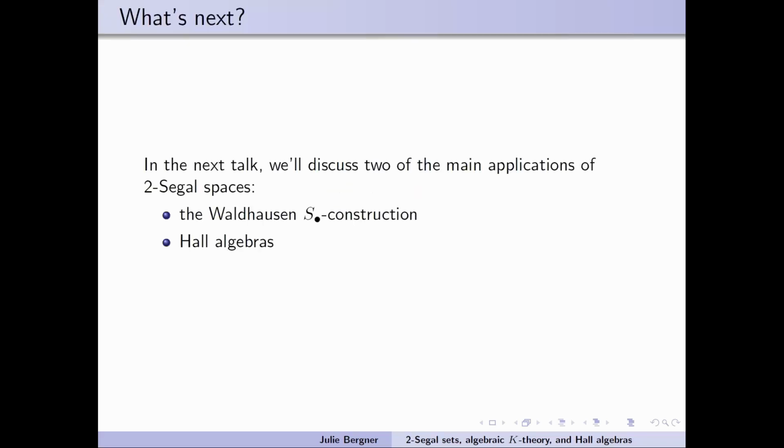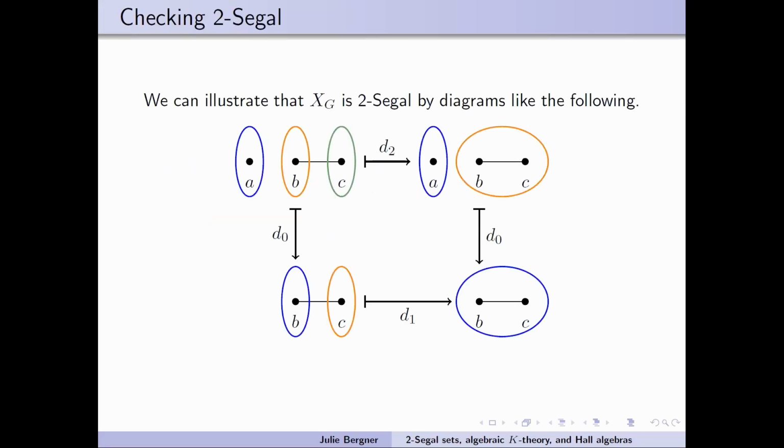Yeah, can we go back to the square and showing that they associate with these? Can we see this as a Cartesian square in some way? Can we reframe the 2 Segal condition to be some Cartesian square?